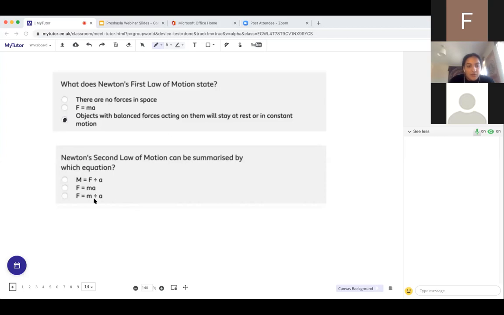Okay, and which law of motion can be summarized by which equation? So the second law of motion is either m equals F divided by a, F equals ma, or F equals m divided by a. So that one is F equals ma.